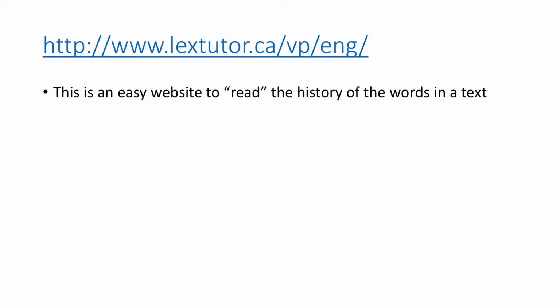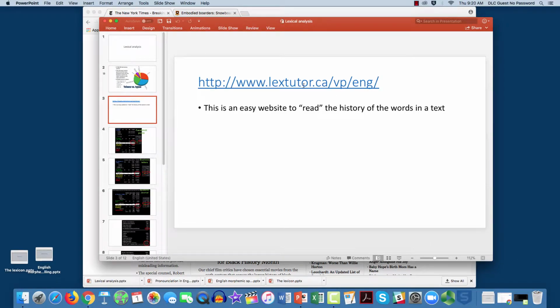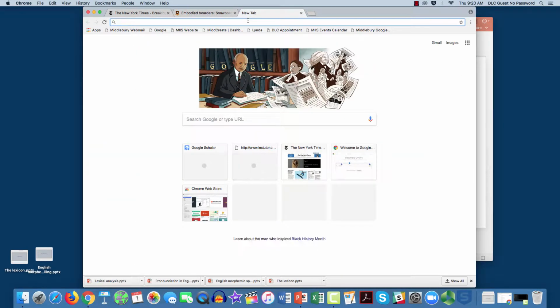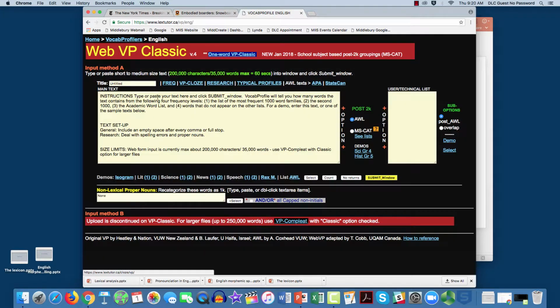So this is called lexical analysis, and I want to introduce you to a website that can help us read the history of the words that are in a text, which can be useful for a teacher. So if you go to this site, LexTutor.ca, the site is from McGill University in Canada originally. What you see is something like this. It's very much Web 1.0. This is an old site from the 1990s, but it still remains because it still is pretty useful, and you can actually see it's being updated.